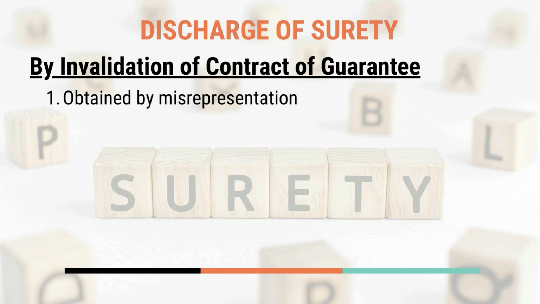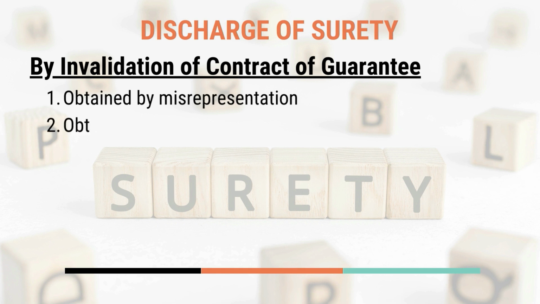So if at any point of time the guarantee contract is induced or obtained by misrepresentation, then the surety can make that claim. Misrepresentation is when the facts are represented in a wrong manner, not in a righteous manner.